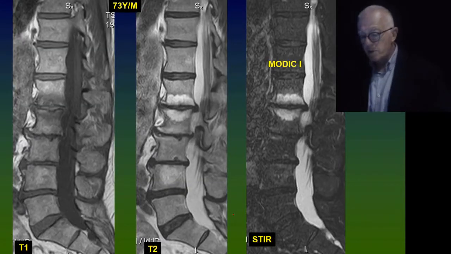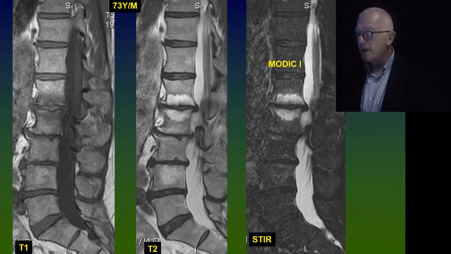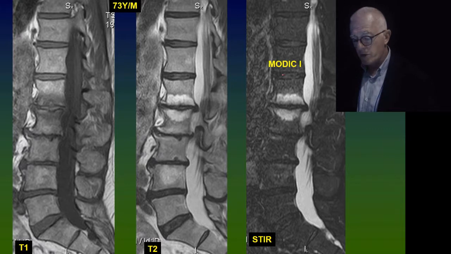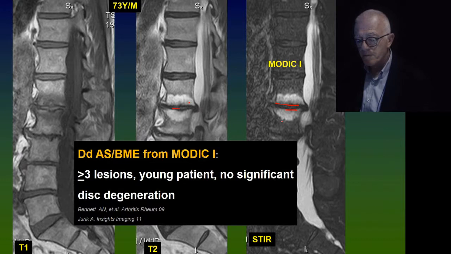For instance, in this patient, we have low T1, high T2, high STIR. This is a rather unusual area for a Modic change. Modic changes are expected here in the lower spine, but still we have a significant degeneration of this disc without any high signal in the disc. Therefore, it cannot be Andersson's lesion.